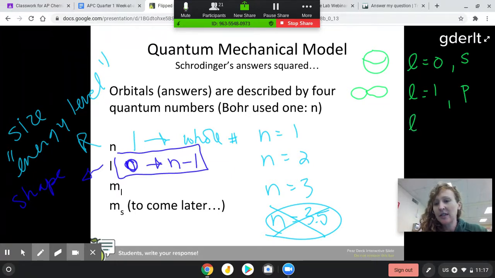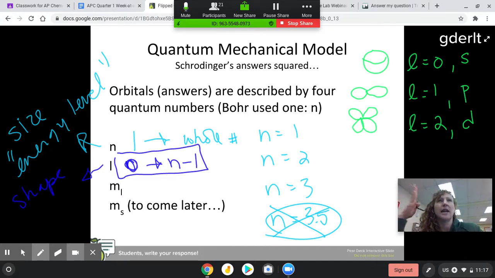Okay, L equals 2 is a D shape. What shape is D? Clover. Yep. So most of them look kind of like a clover. Again, this is how I'm going to draw it. Your book has better drawings. There are a couple that are not very typical clover shapes, but we'll just ignore them for now. We'll just call it a clover.